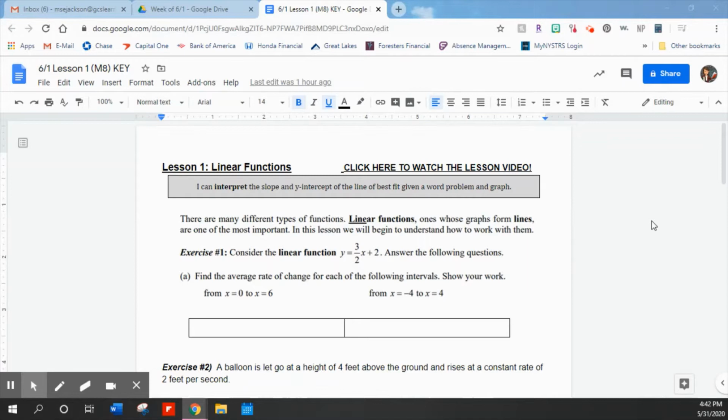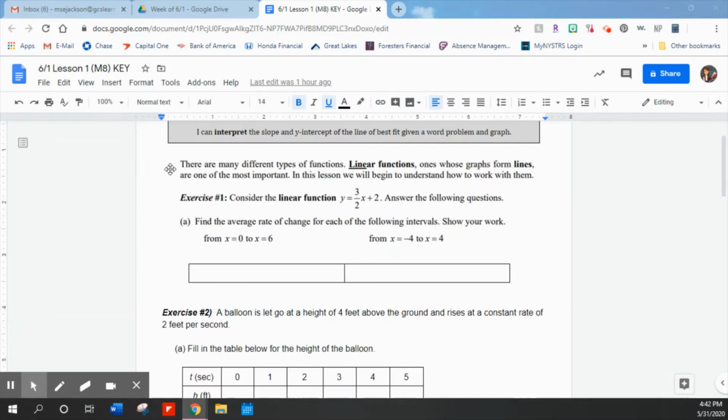Today we're working on lesson 1, linear functions. Your learning target is, I can interpret the slope and y-intercept of the line of best fit given a word problem and graph. There are many different types of functions. Linear functions, notice that the word line is underlined there, are ones whose graphs form lines, are one of the most important. In this lesson, we will begin to understand how to work with them.